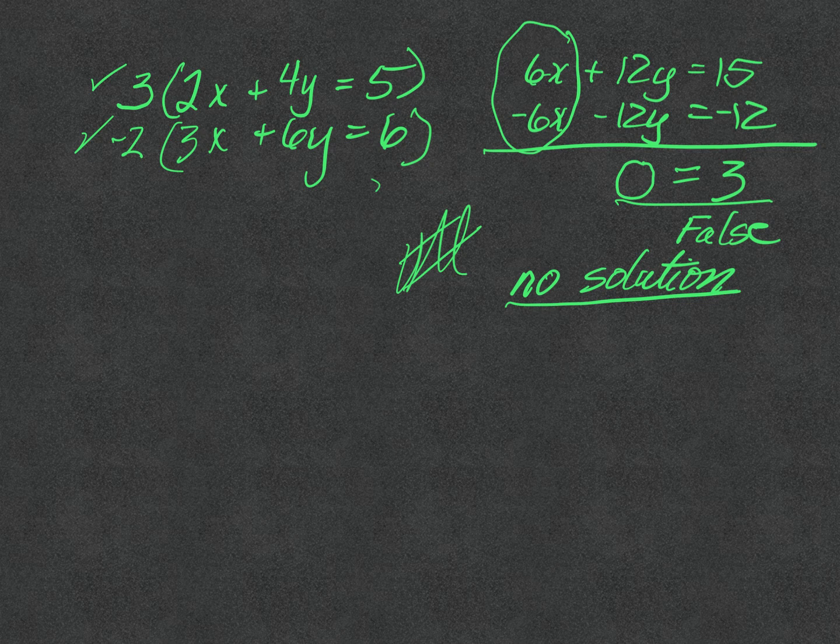Now remember, if you get one that says 3 equals 3 or 0 equals 0, then it's a true statement, and then it has infinite solutions. Okay? And so we went over this with the substitution method and graphing methods. And so the same things hold true in this case.